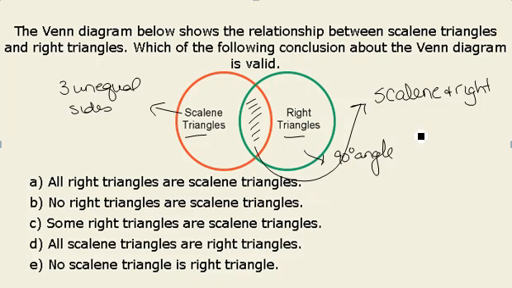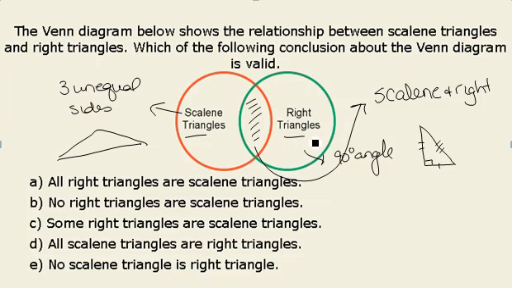Therefore, an example of a triangle that is in the intersection could be represented with this figure, with three unequal sides and one 90-degree angle. We will also notice that in this Venn diagram, there are some scalene triangles that aren't right. For example, we could draw the scalene triangle that looks like this, or it is an obtuse triangle.